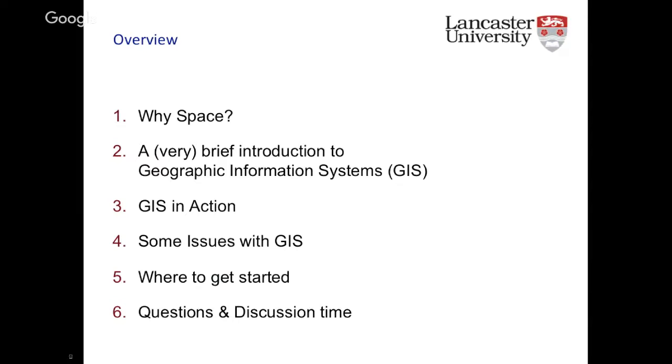We're going to move on then just to think about some of the issues with using Geographic Information Systems. And then finally, if there's time, there's a few slides about where you might get started with data. If we run out of time for that, those slides will be made available, and there'll be information on the wiki where you can find some basic data sets. And then we'll move into questions and discussion time.